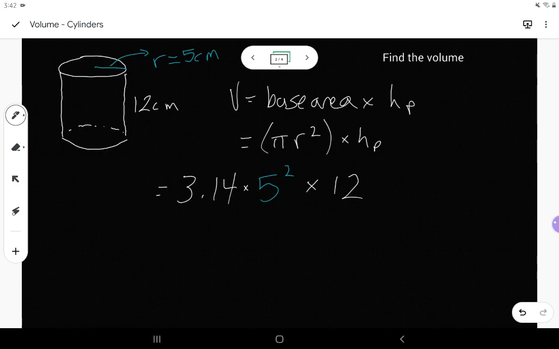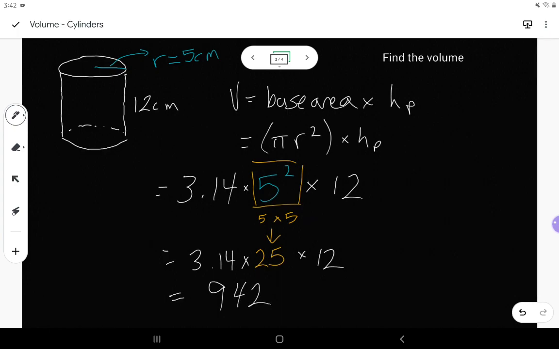Now as a reminder, I have to do this exponent first. I have to do that 5 times 5 first, and that gives me 25. So now I have 3.14, which is that approximation for pi, times 25 times 12. 3.14 times 25 gives us 78.5, and 78.5 times 12 is 942. And I'm going to look at my units. They are centimeters, and because it's a volume, it's centimeters cubed.